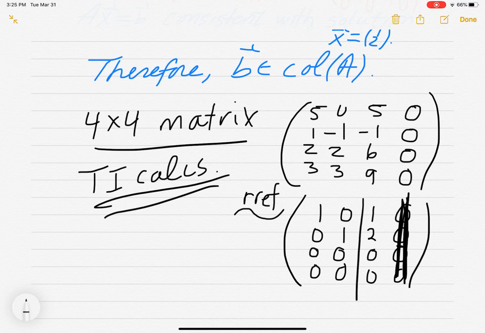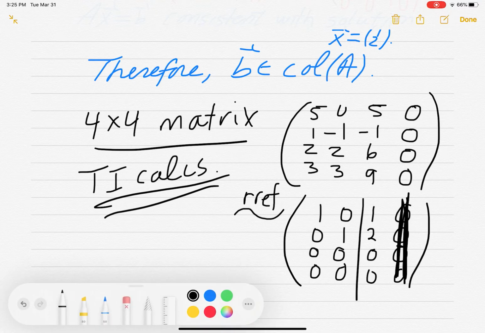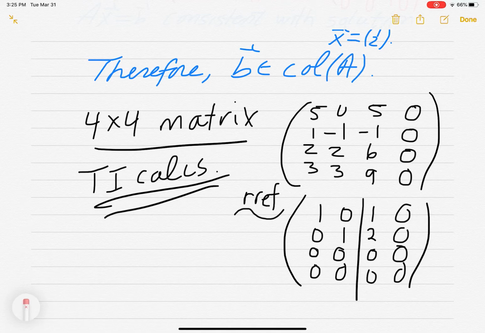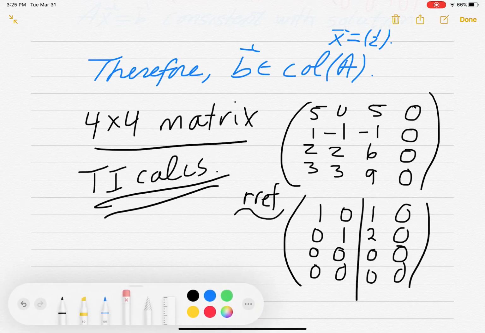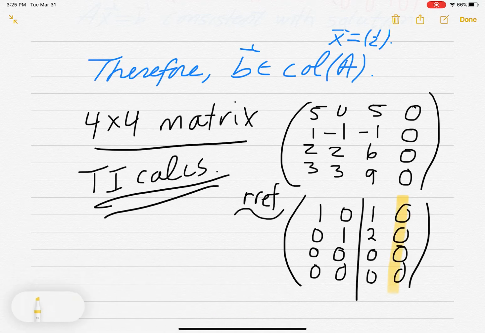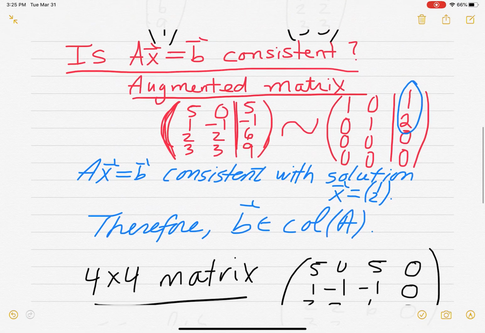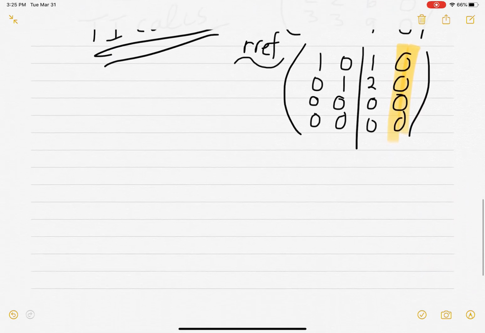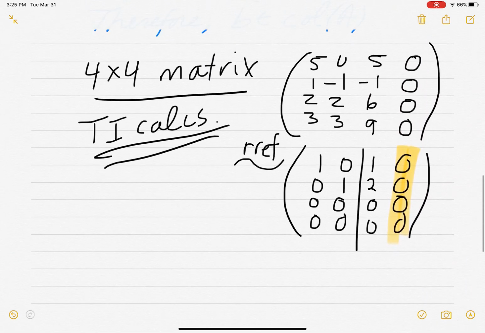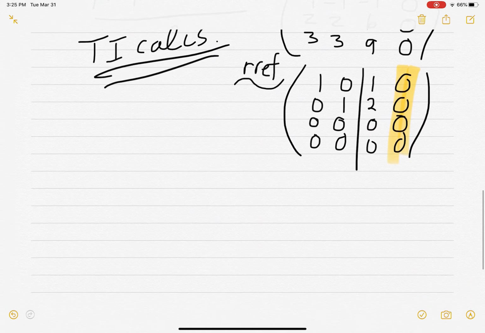So that's what you have to do when you're using the TI-83 or TI-84, because you get a dimension error when you put more columns than rows. So you have to make sure it's 4 by 4. All right. What were we doing? I forgot. Exercises. 2.